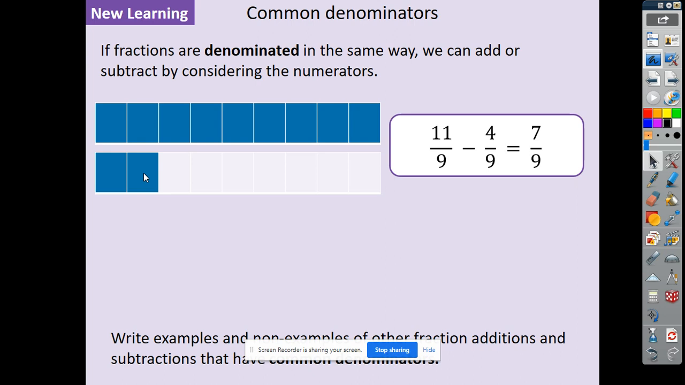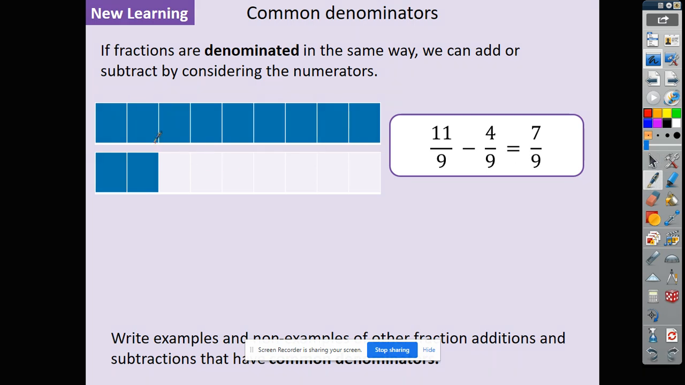If I wanted to take away 4 ninths, I would literally be going, okay, well, let's get rid of this one, that one, this one, and this one. So what would I then be left with? I would be left with 1, 2, 3, 4, 5, 6, 7. And remember, they're all still ninths because we've split the shapes into ninths. So I would be left with 7 ninths.